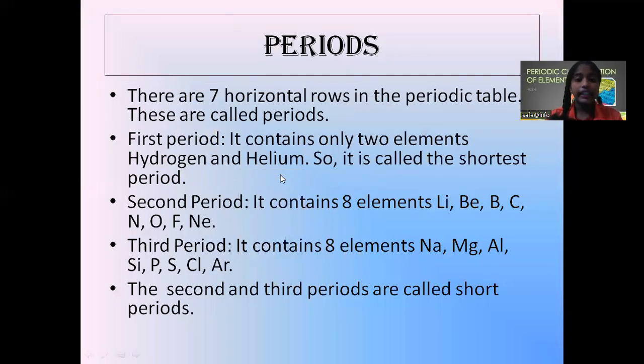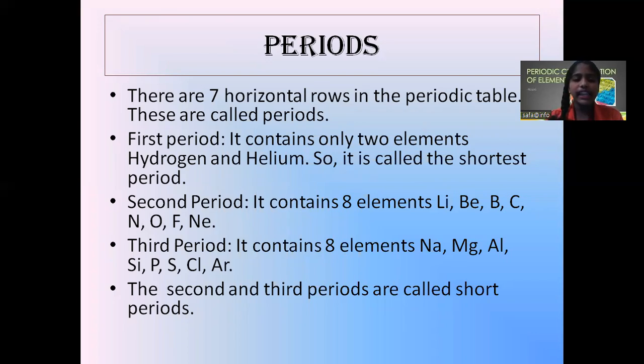Periods. There are 7 horizontal rows in the periodic table. These are called periods. So there are 7 periods. I already told you that horizontal rows are called periods and vertical columns are called groups. There are 7 periods and we are going to discuss all 7 of them. First period. It contains only 2 elements, hydrogen and helium. So it is called the shortest period.